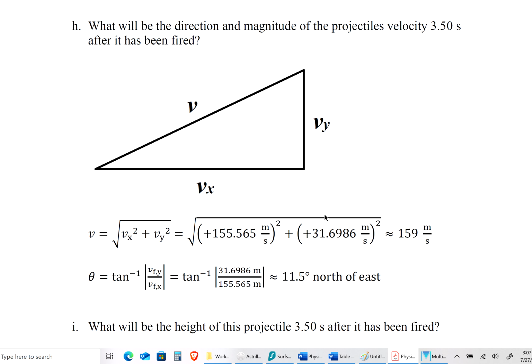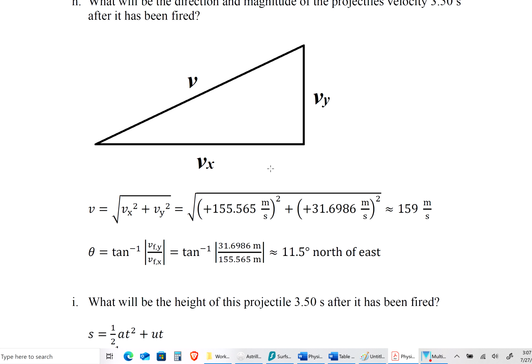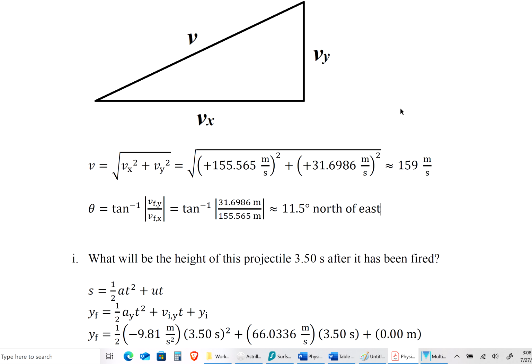Part H, what would be the direction and magnitude of the projectile's velocity 3.50 seconds after it has been fired? So v sub x and v sub y were solved for from previous two problems. v sub x is positive, v sub y is positive, so we're going to get something that's north of east. The magnitude is 159 meters per second. The direction is 11.5 degrees north of east.